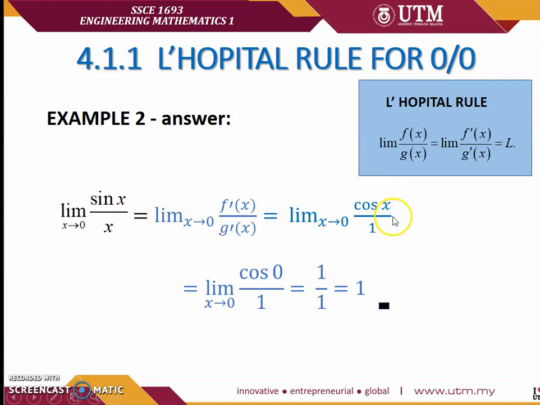After differentiation, we need to substitute the value of a. So we just put cos 0, substituting into the x. And 1 here remains the same because we don't have any x value for g(x). So it will be equal to 1 over 1, which is equal to 1. So the limit of sine x over x when x tends to 0 is equal to 1.